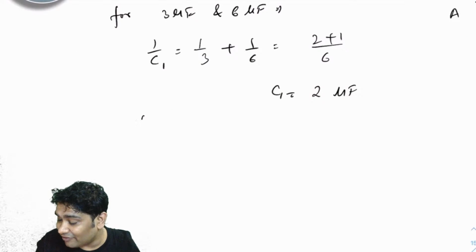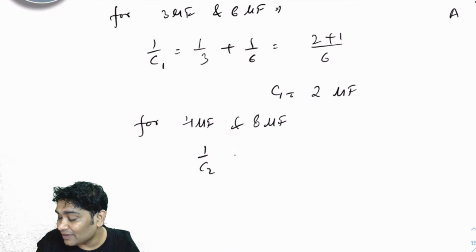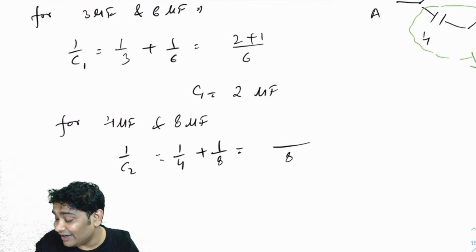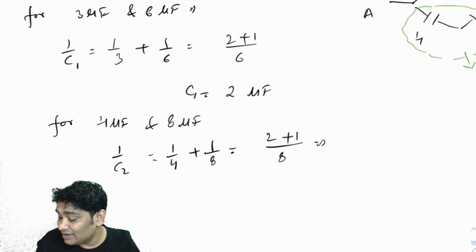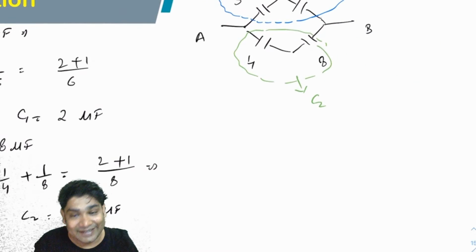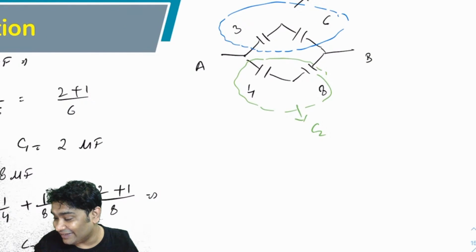So now I can say for 4 microfarad and 8 microfarad, 1 over C2 should be equal to 1 over 4 plus 1 over 8. So which is 1 over 8, here 4 plus 1. So that is C2 equals 8 over 3 microfarad. Alright, yes, Mahendra, very well done. Now you know there is nothing left to be done.